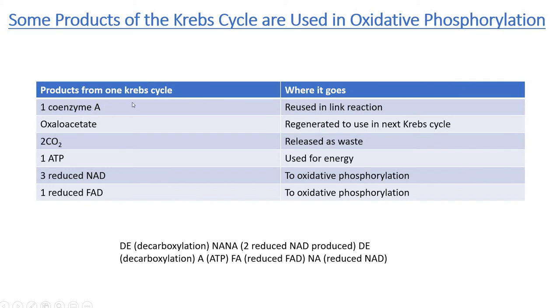So you get 1 coenzyme A that's produced, but that is reused in the link reaction. You get an oxaloacetate, which is reformed, and that can just be reused in the next Krebs cycle. You get 2 carbon dioxides, which is released as waste, an ATP, which is used for energy, 3 reduced NAD, and 1 reduced FAD, which is used in oxidative phosphorylation. So per glucose molecule, you'd get 4 carbon dioxides, 2 ATP, 6 reduced NAD, and 2 reduced FAD.